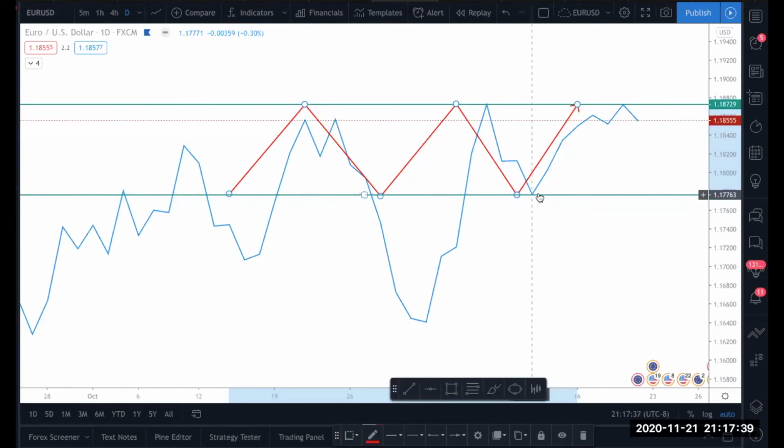Now, these areas can serve as support and resistance going forward, or formerly have served as support and are now resistance, or vice versa. But we'll get into that in another segment later.